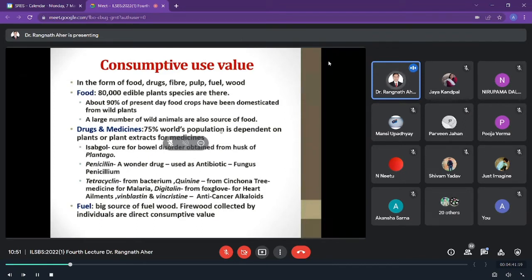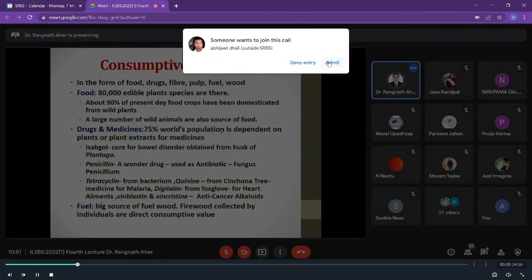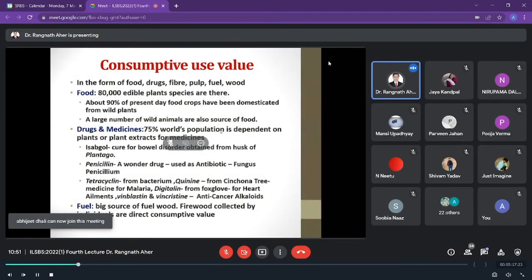The second one is drugs and medicines. 75% of the world's population is directly dependent on plants or plant extracts as medicines. There are a number of drugs and medicines, but some examples are isabgol, which cures bowel disorders, obtained from the husk of Plantago. Penicillin, a wonder drug used as an antibiotic, comes from the fungus Penicillium chrysogenum. Tetracycline comes from bacteria. Quinine from the cinchona tree is a medicine for malaria. Digitalis from the foxglove is very useful for heart ailments. Vinblastine and vincristine are very useful anti-cancer alkaloids.